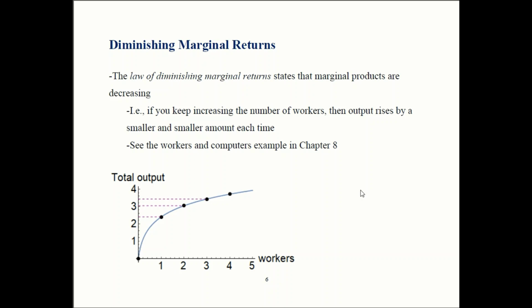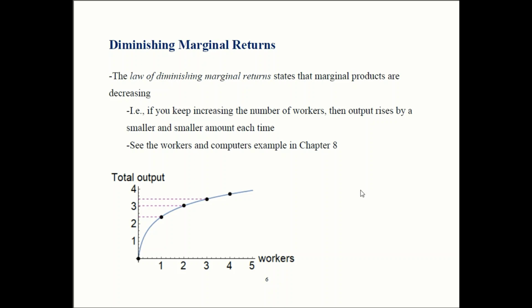So at the start, let's say we have 5 workers and 5 computers. That means originally we have 1 computer per worker, so everyone can work efficiently. If we hire 5 more workers, though, without changing the number of computers, that's going to increase output, but it's not going to double it.